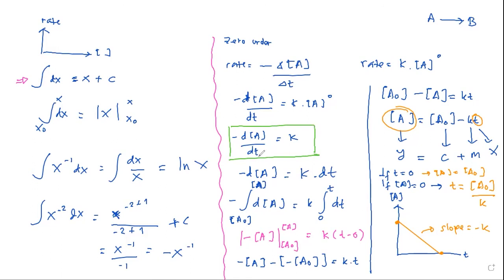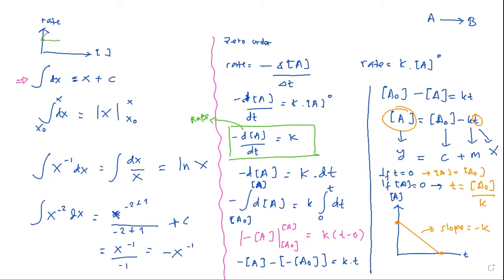dA over dt is the rate, right? And we can ignore the negative value, since the negative just shows that this is a decrease. But if you want to find the rate of reaction, we can ignore the negative sign. Because dA over dt, or the rate of reaction, only depends on the value of k, and k is a certain number.